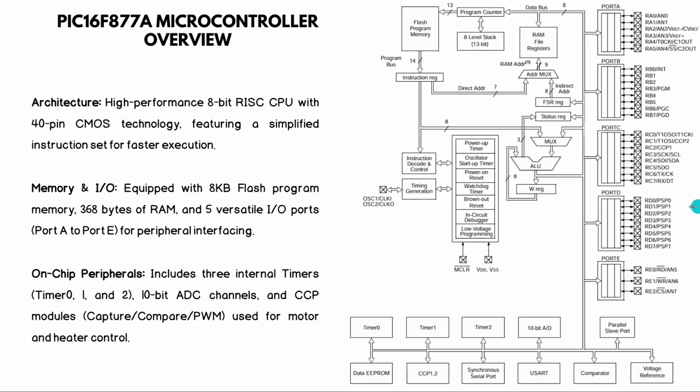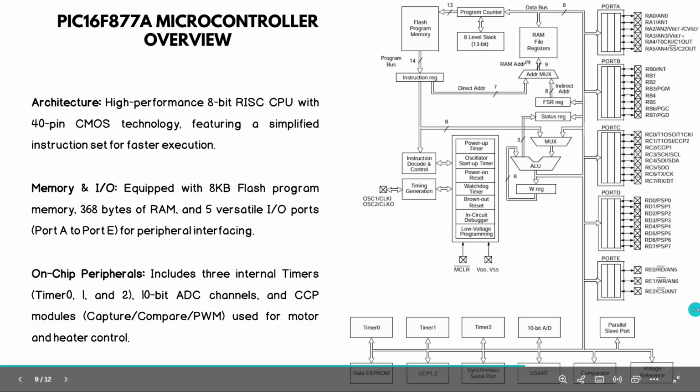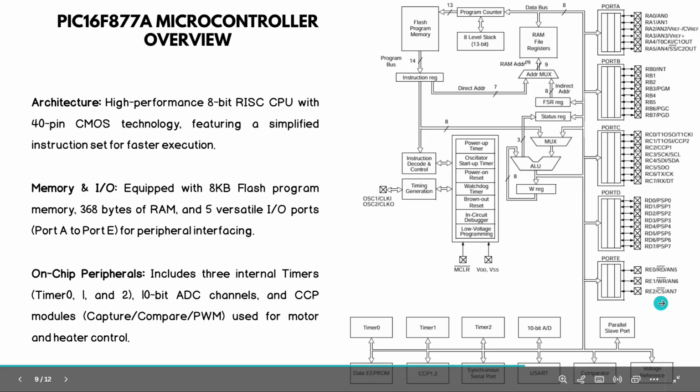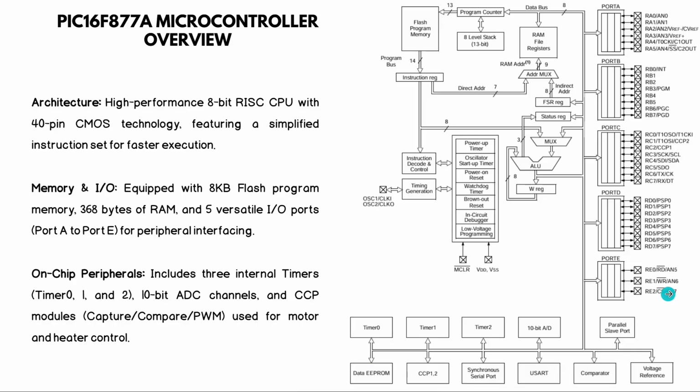Port E is considered a small 3-bit wide port. Its pins are primarily used as analog inputs or control signals for the parallel slave port. In many projects, this Port E is used for LCD setups, as control signals.